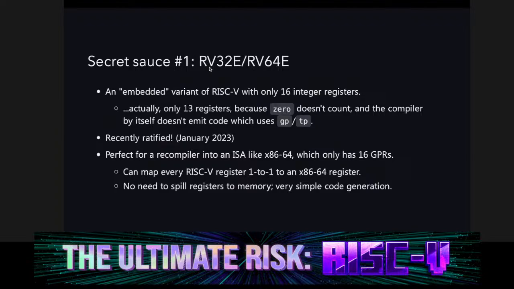And this is perfect for a recompiler into an instruction set like 64-bit x86, which coincidentally has 16 general purpose registers. We can essentially map every RISC-V register one-to-one to a native register. This makes code generation really, really simple, because you don't need to spill any of the registers into memory. And it also allows the compiler to optimize the code for 16 registers.